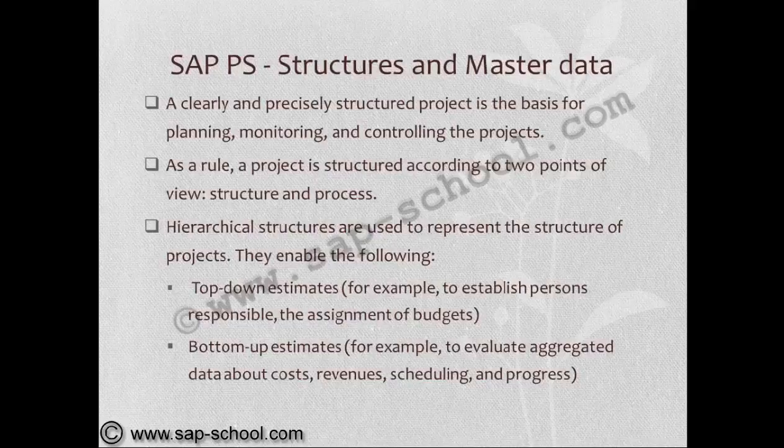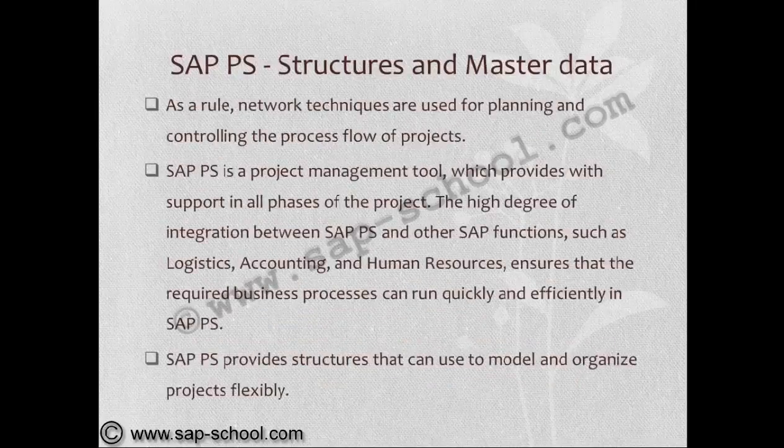As a rule, a project is structured according to 2 points of view: structure and process. Hierarchical structures are used to represent the structure of projects. They enable the following: top-down estimates, for example, to establish persons responsible, the assignment of budgets; bottom-up estimates, for example, to evaluate aggregated data about costs, revenues, scheduling, and progress. As a rule, network techniques are used for planning and controlling the process flow of projects.